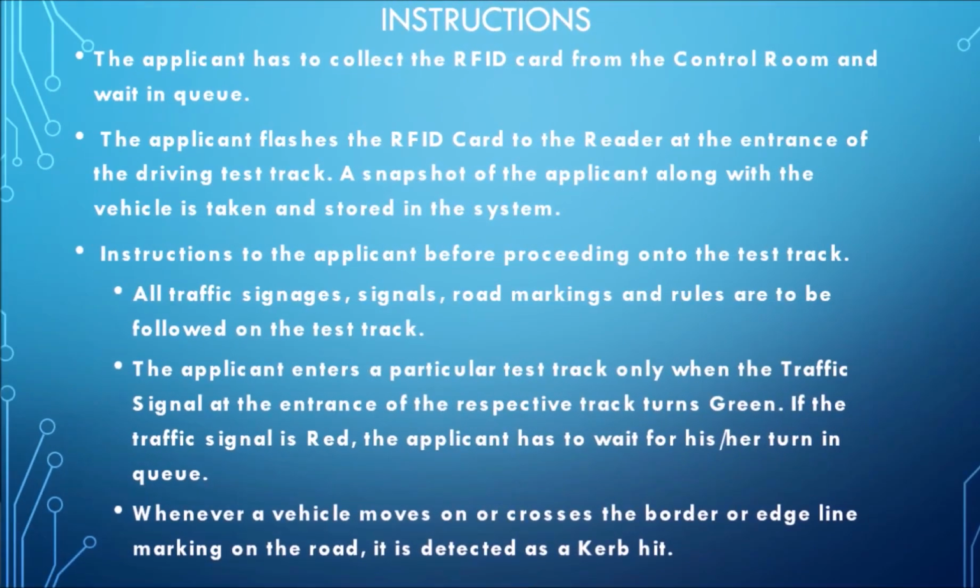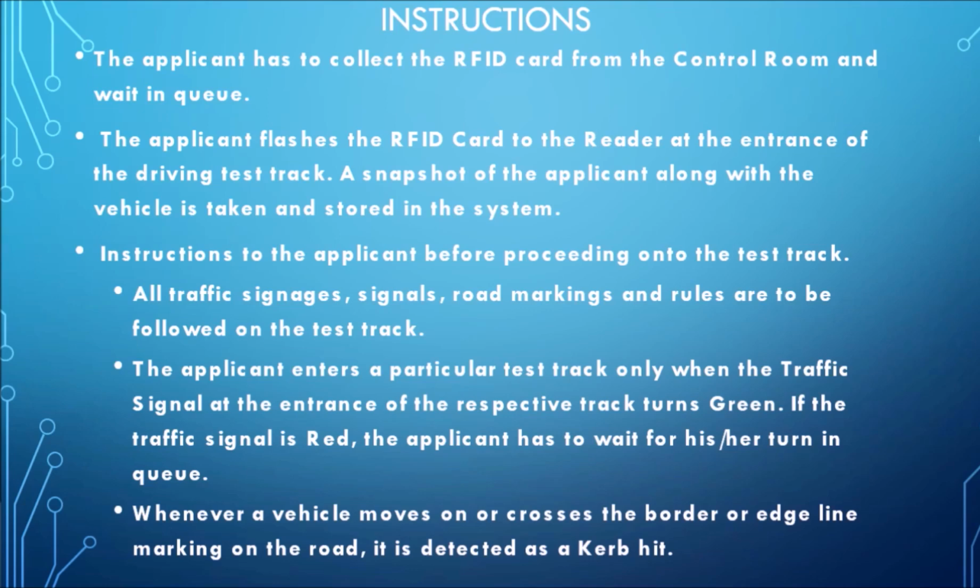Instruction. The applicant has to collect the RFID card from the control room and wait in queue. The applicant flashes the RFID card to the reader at the entrance of the driving test track. A snapshot of the applicant along with the vehicle is taken and stored in the system.